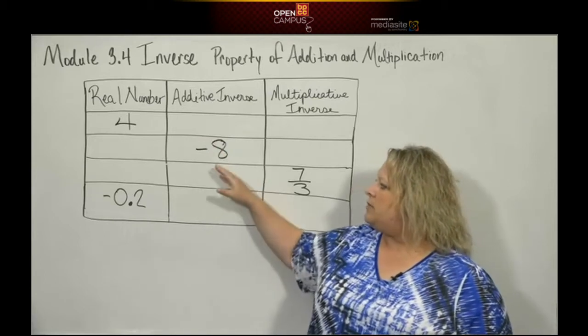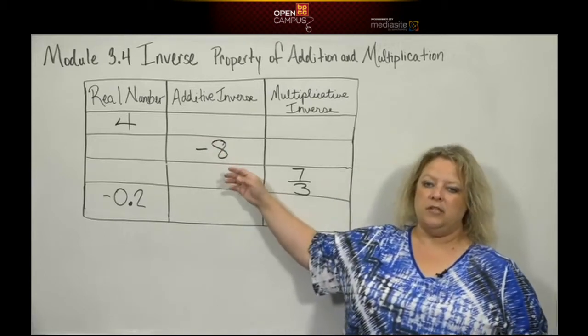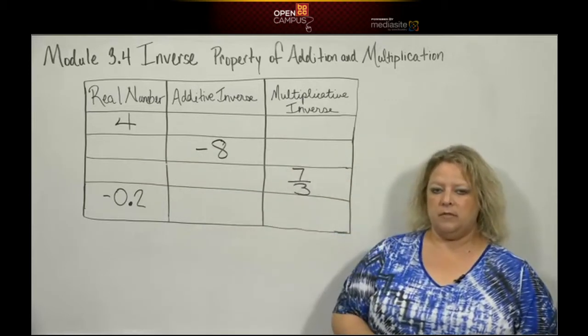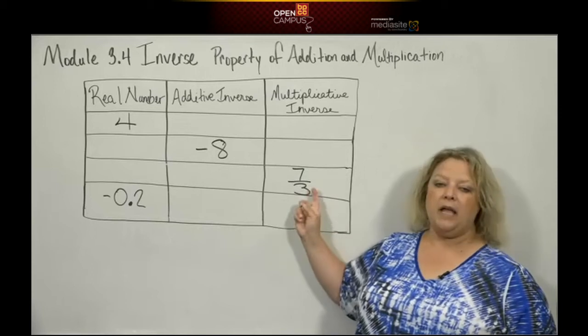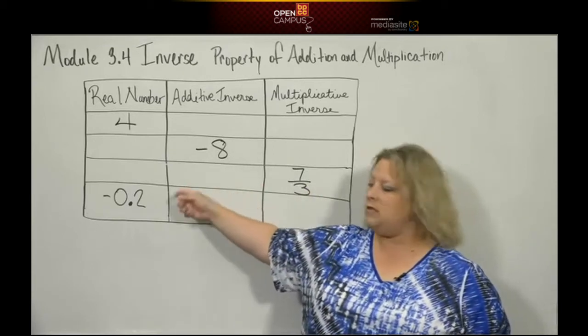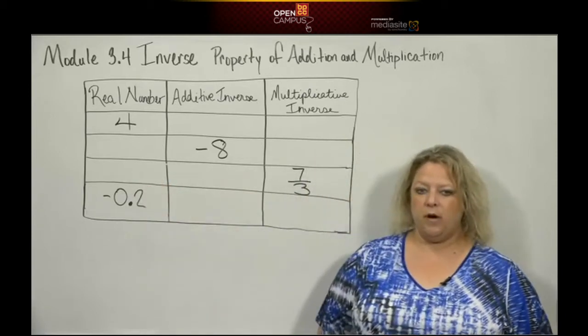And if I give you this one, I gave you the additive inverse, and you have to give me the original number and then the multiplicative inverse. And then on this last one, I gave you the multiplicative inverse, and you have to give me the additive inverse and his original form.